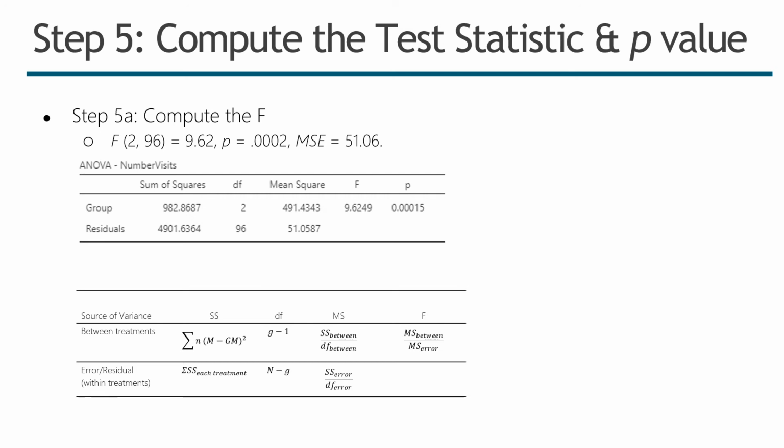When you're reporting an ANOVA, you report the F and then in parentheses the degrees of freedom between treatments followed by the degrees of freedom within treatments. And then you give the F that was computed, the p-value, and MSE is mean square error, which is the variability within treatments, or in this case it's called mean square residuals. So mean square error, mean square within, and mean square residuals all mean the same thing.